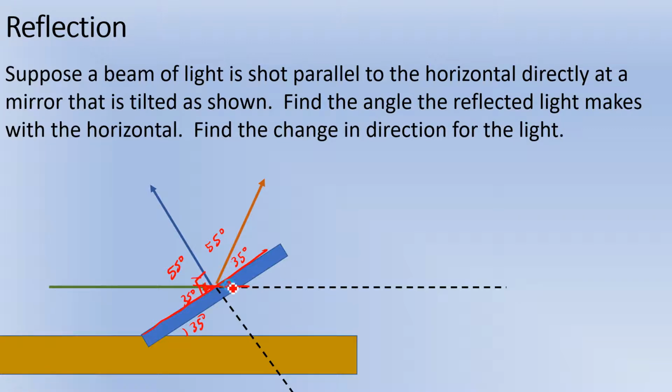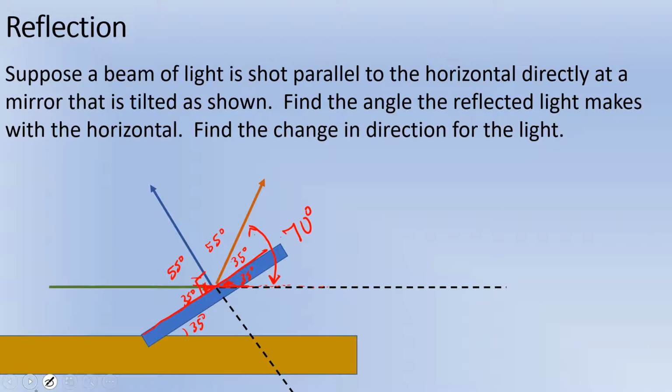Now, by vertical angles, this and this are the same, so we have 35 degrees. So the angle that I'm making with the horizon, which I've drawn right here, but you will probably have to draw it yourself, is going to be 35 plus 35, which is going to be 70 degrees.